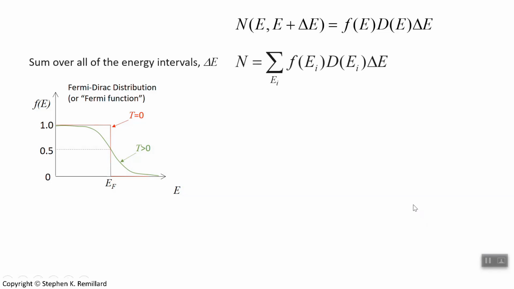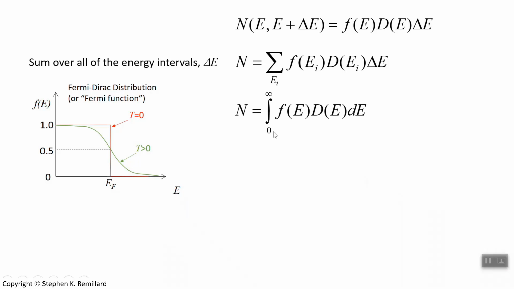So go ahead and sum these up from energy of 0 to infinity over all the energy increments. Keep stepping through equally sized steps, delta E, where E sub i is the particular energy level, and add them all together to get the total number of electrons in the semiconductor. And hopefully this looks like an integral to you.